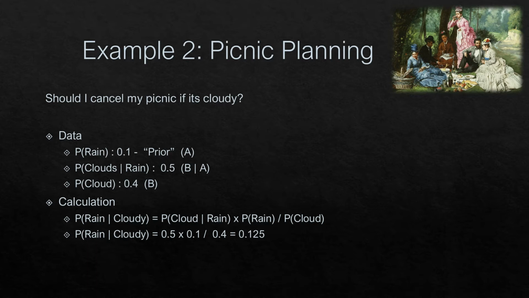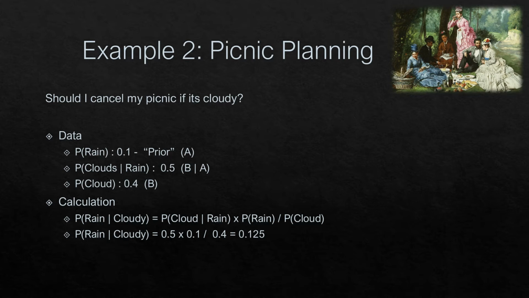Then we also have our probability that there'll be clouds if it's raining, so 0.5 of the time if it's raining you'll have clouds. And then the third probability you need to be aware of, or our probability B, is the chance that it might be cloudy on any particular day, so it's 0.4.